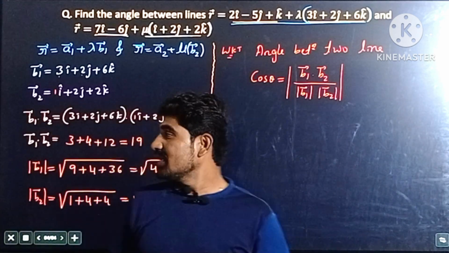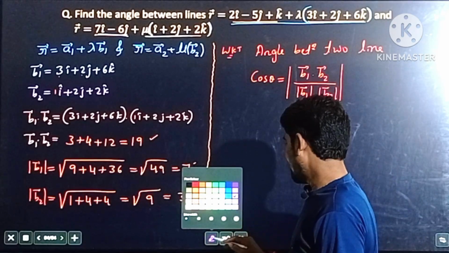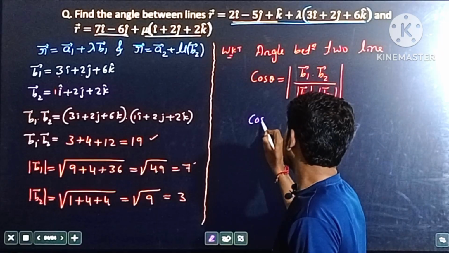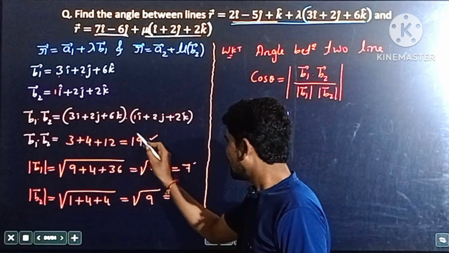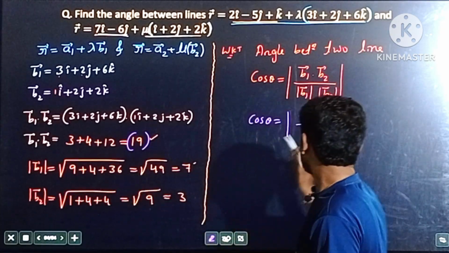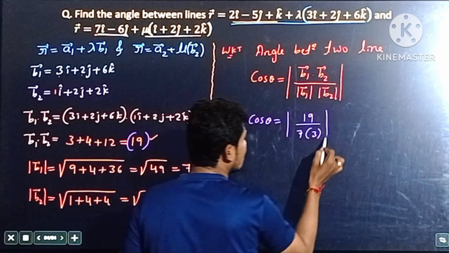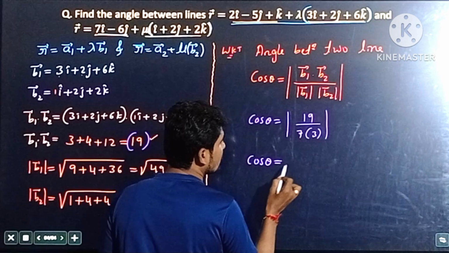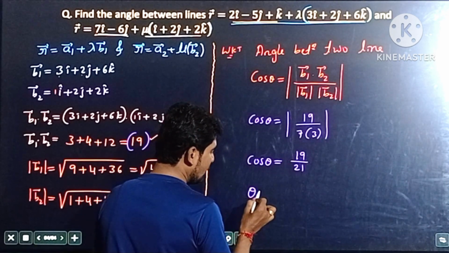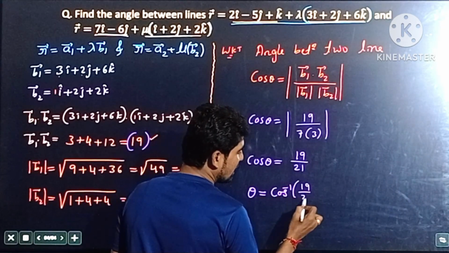To identify the angle between the given lines, just use these three values in the formula. So the angle between the vectors b1 and b2, or the angle between the two lines: cos theta is equal to the modulus of b1 vector dot b2 vector, 19, divided by magnitude of b1 vector, 7, into magnitude of b2 vector, 3. Therefore, cos theta is equal to 19 divided by 7 into 3, which is 21. Hence, the angle between the two lines, theta, is equal to cos inverse of 19 divided by 21.